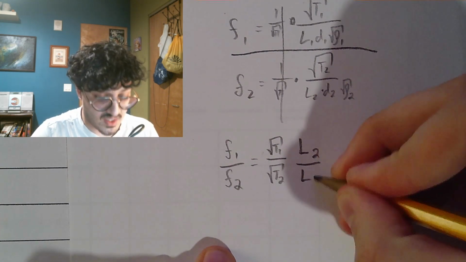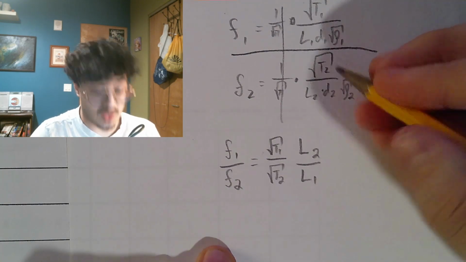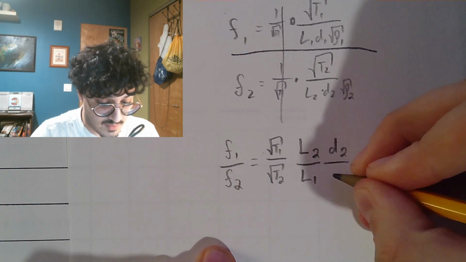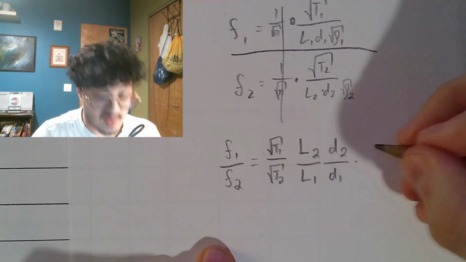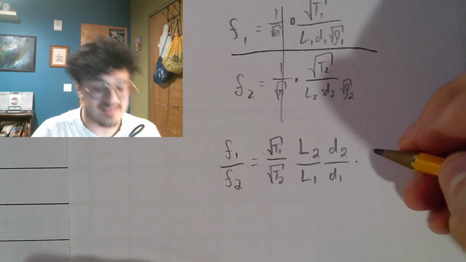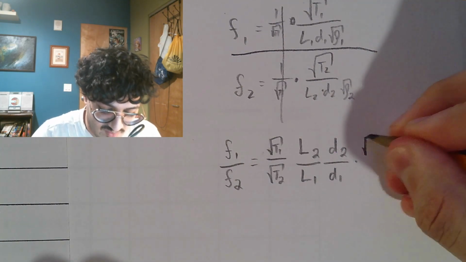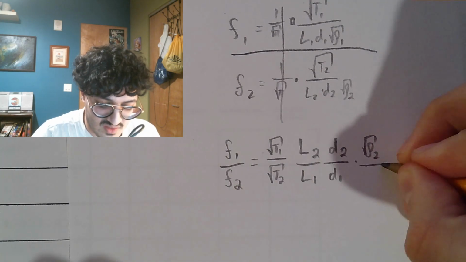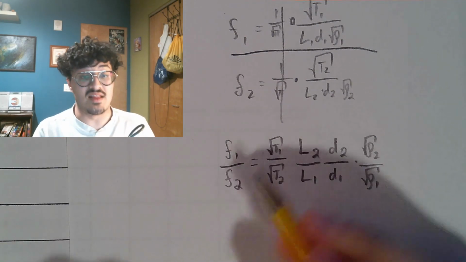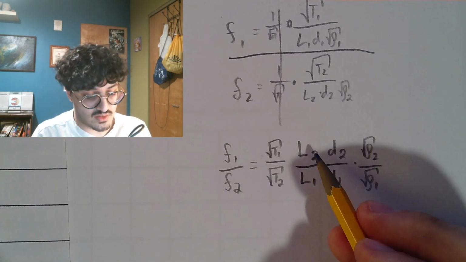Length 2 divided by length 1. Same with diameter. We're going to have diameter 2 divided by diameter 1. And finally, density. We have the square root of density 2 divided by the square root of density 1. And this right here is what we care about.